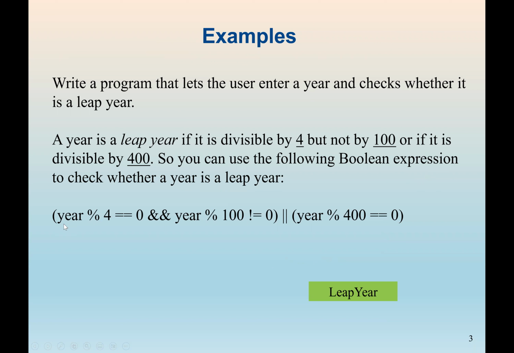Let's assume that our variable year is what the user entered. So year modulus 4 equal to 0, and the year modulus 100 not equal to 0, or the year modulus 400 equal to 0. So let's look at our code here.